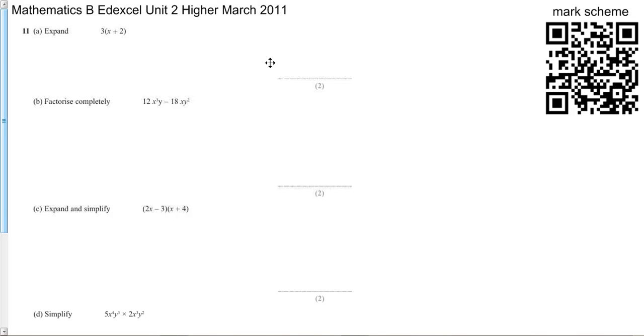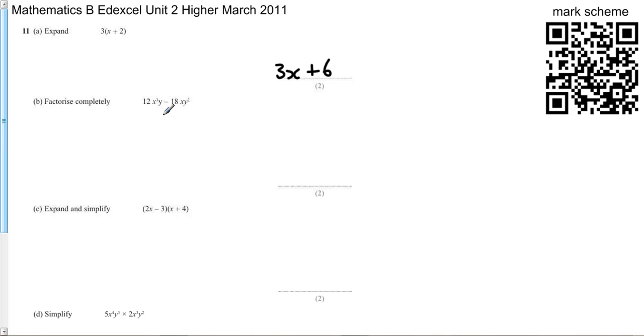Question 11 from the Unit 2 higher paper of March 2011, and we are expanding, factorising and doing a bit of simplifying. So for the first question, part A, it's looking at expanding one bracket which has 3 being multiplied by it. So we multiply everything inside by 3. So 3 times x and 3 times 2.